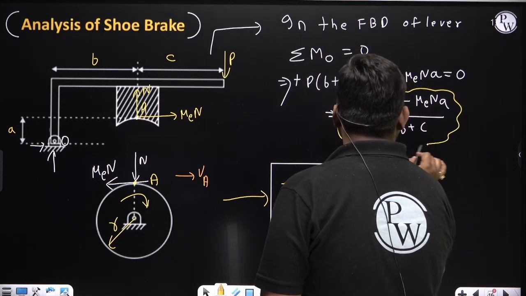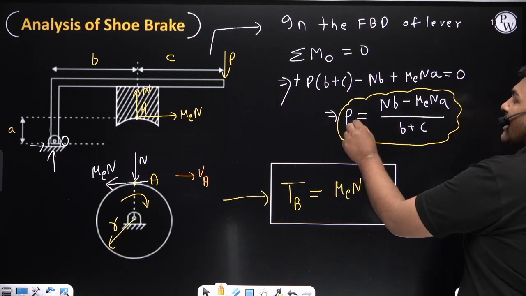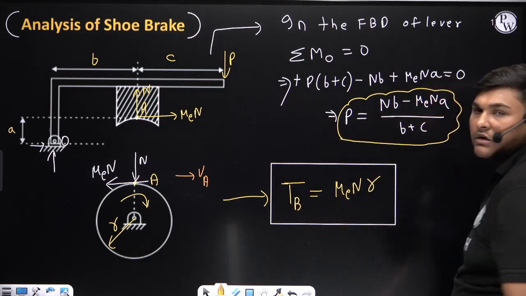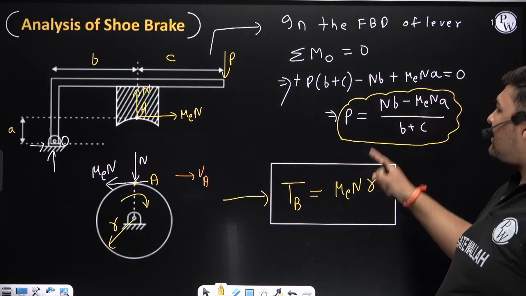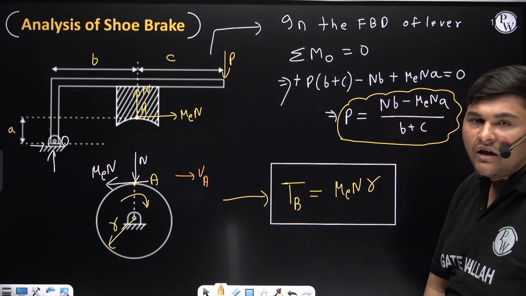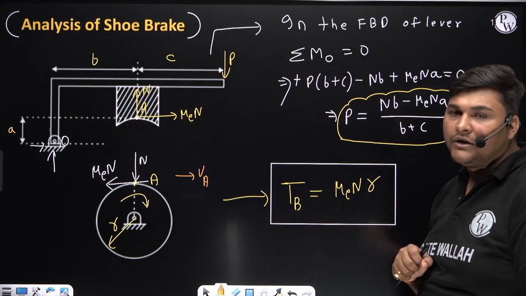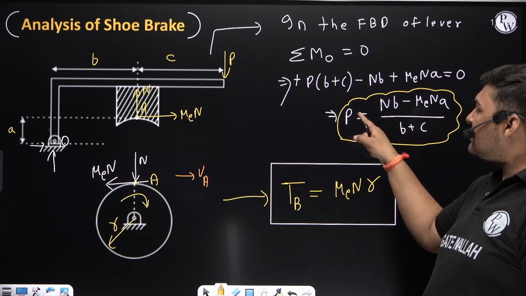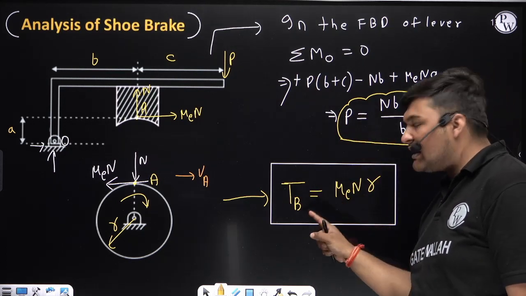This is one important relation. Now if the examiner is asking what will be the braking effort, he will definitely give the braking torque. So from this relation we can find N. After calculating N, from this relation we can calculate the braking effort. Similarly, if the examiner has given the braking effort, he will ask about the braking torque. So if the braking effort is given, from this relation we can calculate N, and by putting the value of N here we can calculate the braking torque.